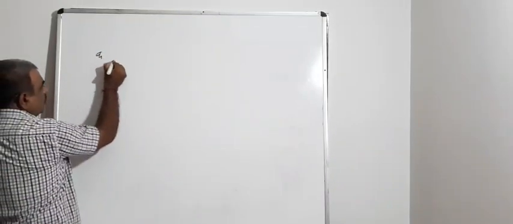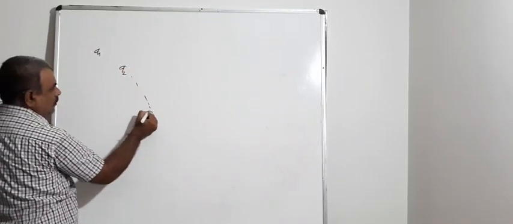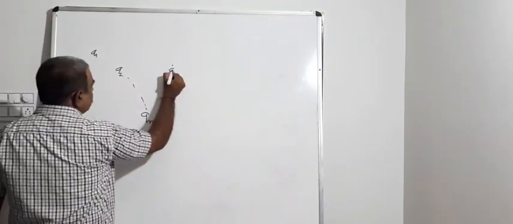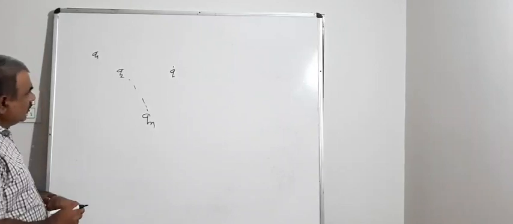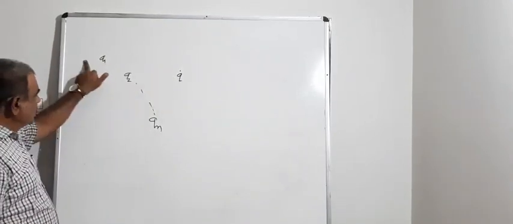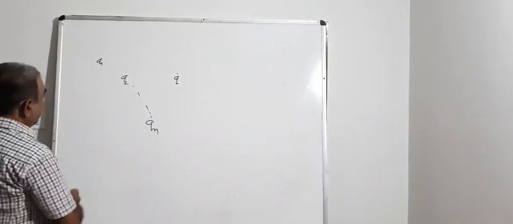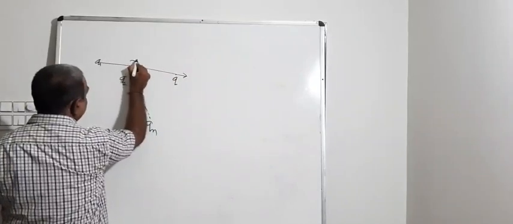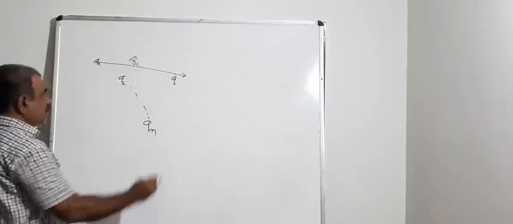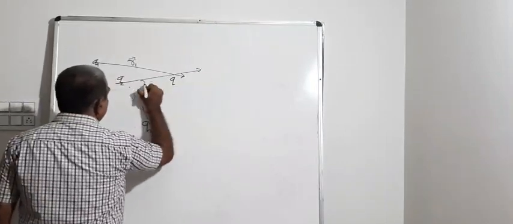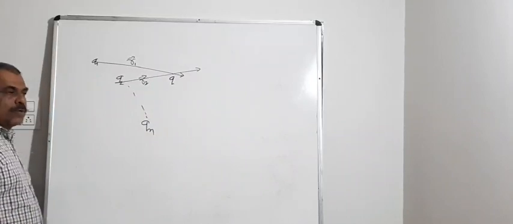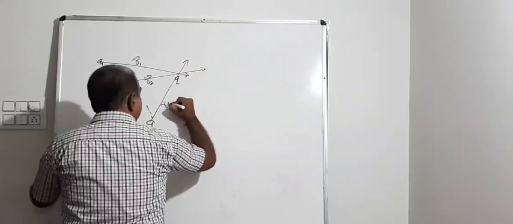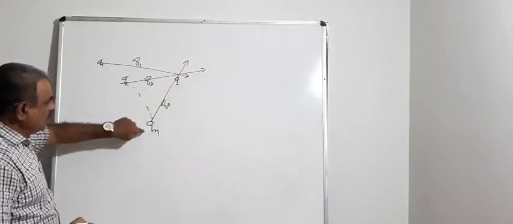Consider a system of n number of charges q1, q2 up to qn. Take one more charge q. Then naturally this charge q will experience force by all these charges. Let's say this is the position vector of q with respect to q1, which I am writing as r1. Same way, r2 is the position vector of q with respect to q2, and so on, up to rn, the position vector of charge q with respect to qn.